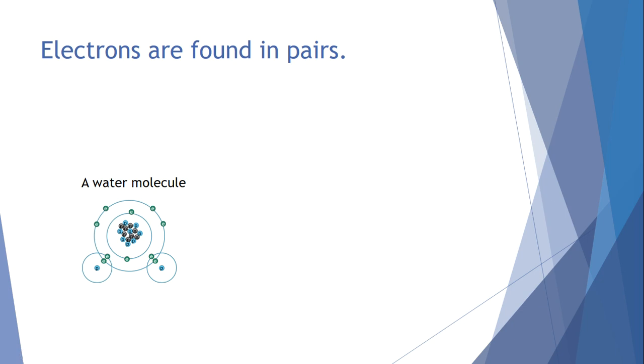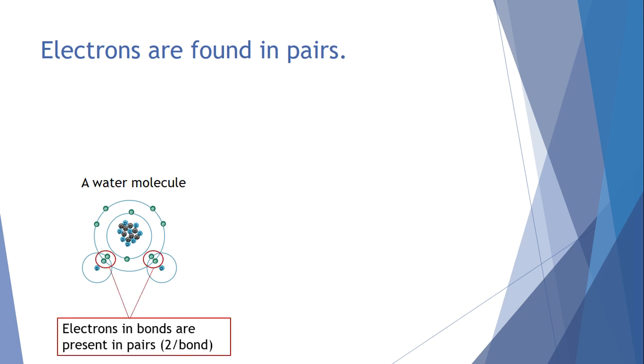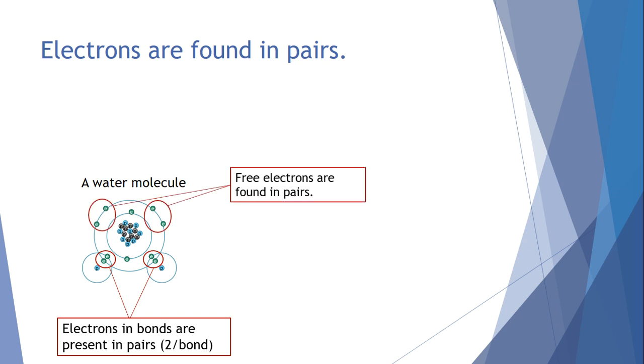Okay, another thing we need to understand, and we'll get into why later, is that electrons in all compounds are found in pairs, except for when we deal with radicals, but we're not going to talk about radicals in this course. So, as a rule, we find electrons in pairs. Look at this water molecule here, for example. In each of these single bonds, we're going to have 2 electrons per bond, so these electrons are found in pairs, right? And the free electrons in the valence shell are also going to be found in pairs.